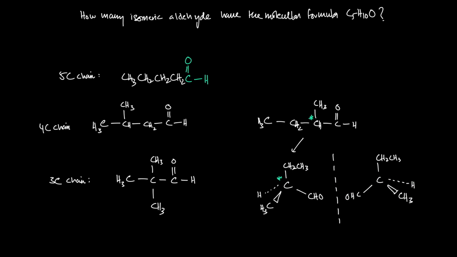So in the 5-carbon chain you just have one possibility, in the 4-carbon chain you have one possibility here, but this is actually two different optical isomers, and in the 3-carbon chain you have one. So your total number of isomeric aldehydes is 5.